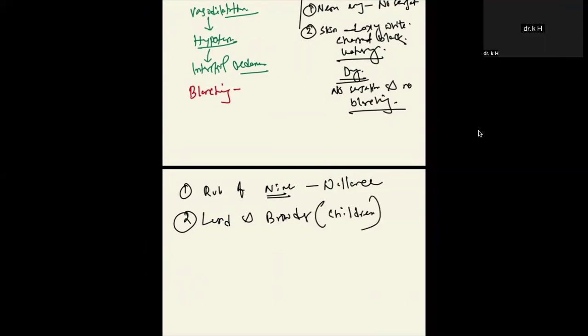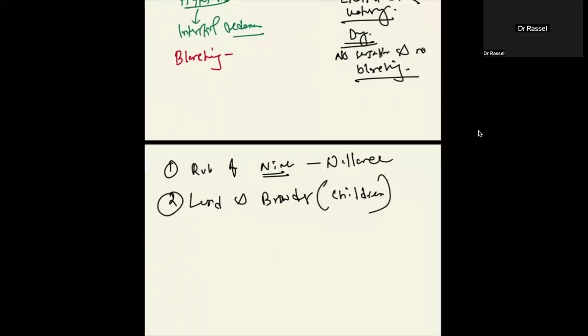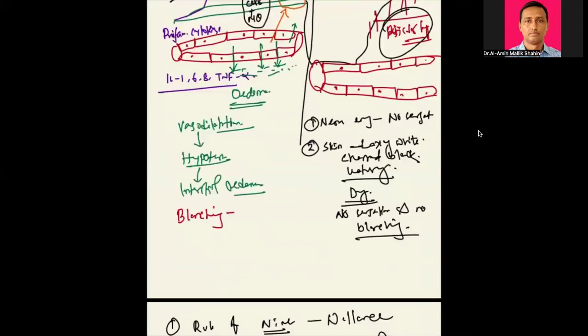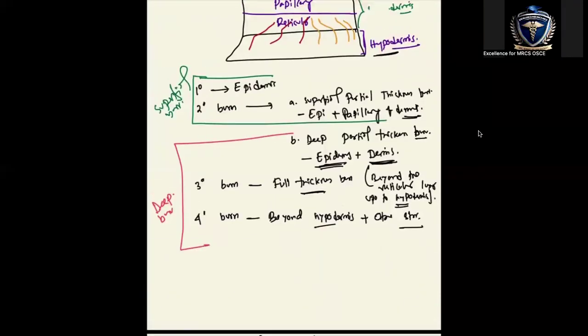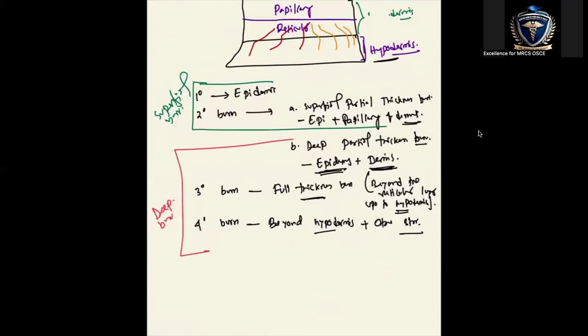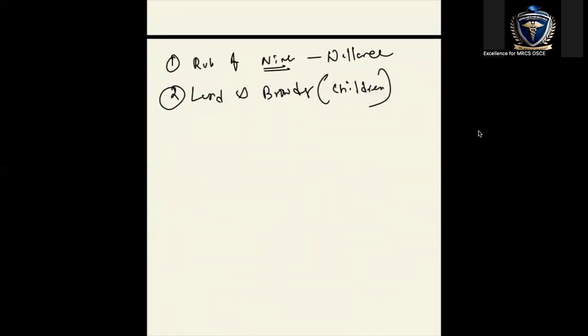This is the classification of burn, or rather how to calculate the burn area. It is not basically a classification of the burn, this is the surface area. We have already discussed the classification of the burn, and this is the surface area of the burn, how it is calculated. How do we calculate the surface area? And the third one is the Palmer method.